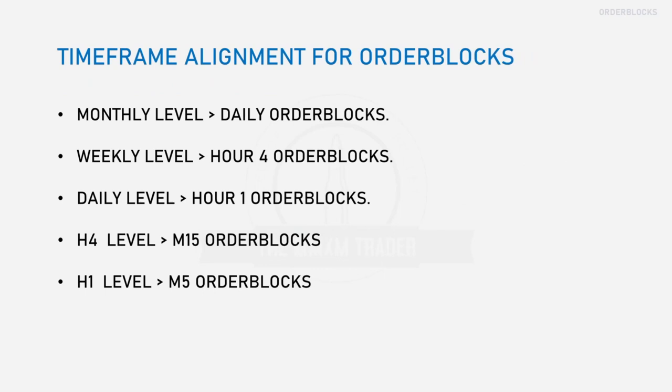Again, time frame alignments for order blocks. Same as all the other lessons, we have a monthly level into daily order blocks, a weekly level into 4-hour order blocks, a daily level into 1-hour order blocks, a 4-hour level into 15-minute order blocks, and then eventually a 1-hour level into 5-minute order blocks. All these different time frame alignments will be shown in the charts coming up next.